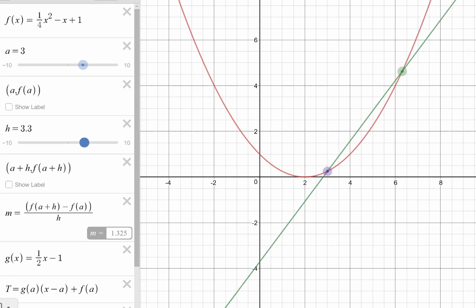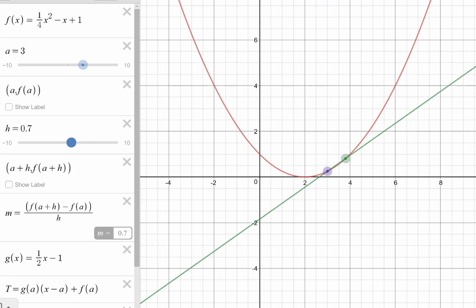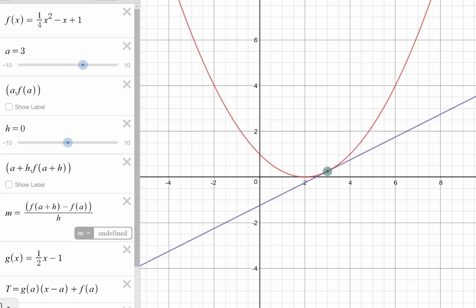But when I let that second point get closer and closer to that first point, we see that second line getting closer and closer to the first point, and eventually when h approaches 0, all the way to 0, that second point ends up on top of the first point, and I get this purple line. So this purple line is that tangent line that we were talking about when I let that second point get closer and closer to the first point.